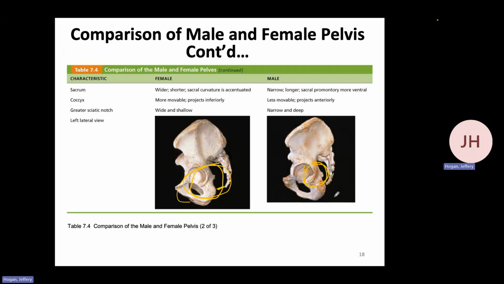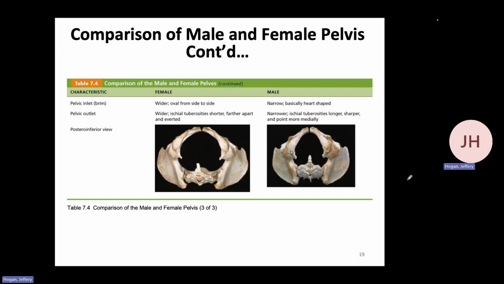Now the sciatic notch, the greater sciatic notch, is typically very wide, a little more shallow here. Here's the lesser sciatic notch again, and the greater sciatic notch in the male tends to be a little narrower, a little deeper, although I will admit in this particular example, the difference is not all that significant.